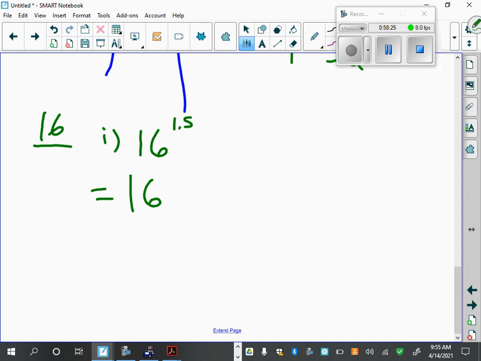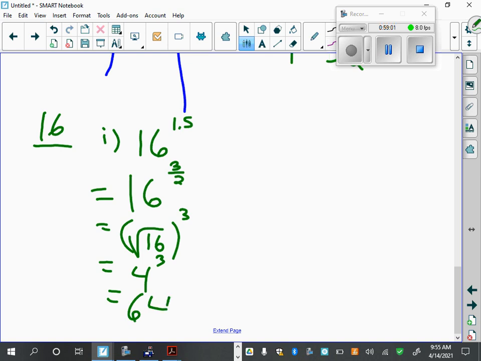1.5. You have a decimal exponent. What do you turn it into? A fraction. What fraction is 1.5? Try with or without your calculator. Someone said 3/2. Okay, so there's an extra step to this one. If you don't know that, just put 1.5 on your calculator: 1.5, math, enter. And then this is the square root of 16, all cubed, which equals 4 cubed, which equals 64.